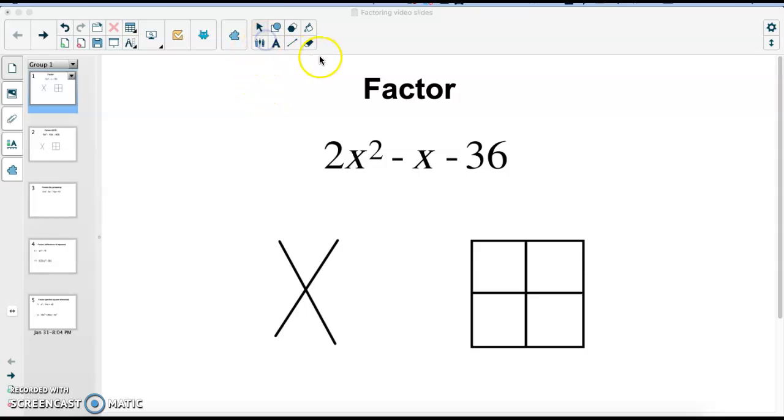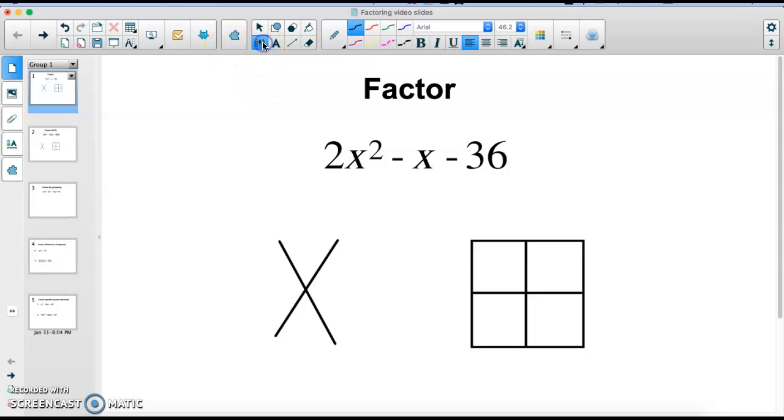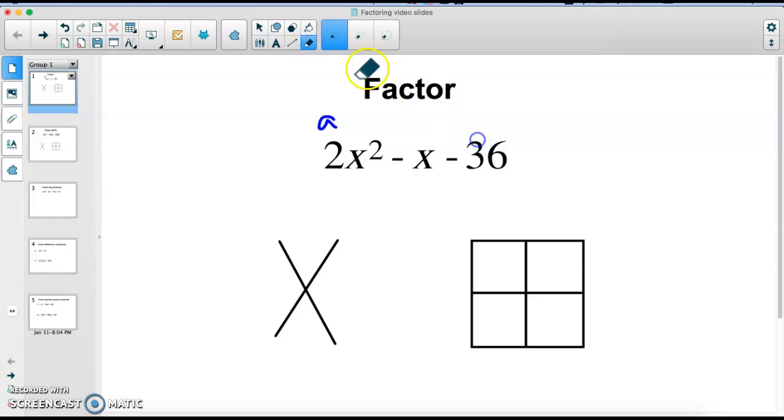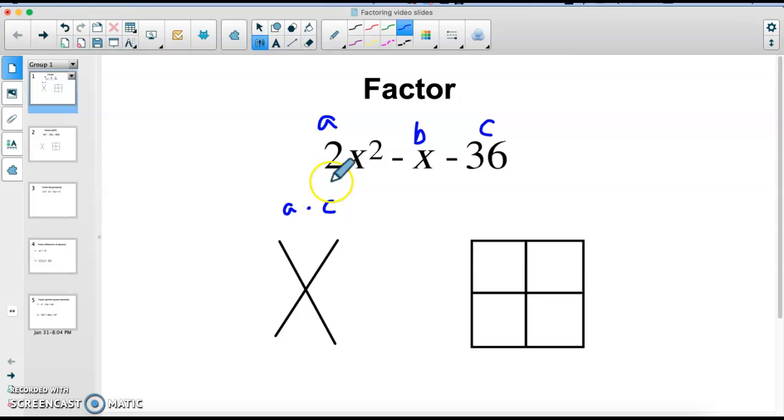Hi everyone, here is a quick review of how to factor using the X in the box. So just a reminder, this is A, this is the B term, this is the C term. So on top of the X, it's A times C, so we're going to do 2 times the negative 36.